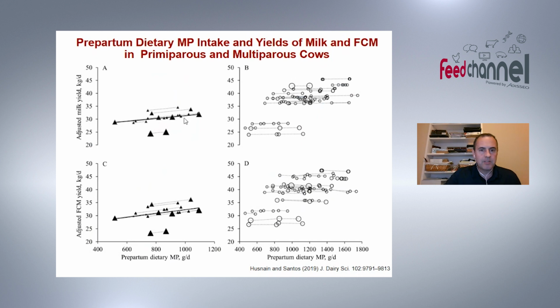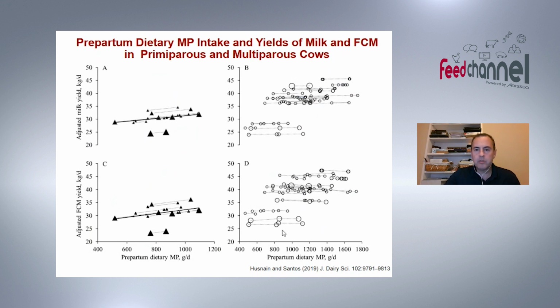If you see a central dark line, it means that there was a statistical effect, which I didn't place here. But if that central line is not present, there was no statistical effect, okay? And the dashed lines connect the treatment means within an experiment. So to no surprise, as the intake of metabolizable protein prepartum increased, and our upper limit observed was 1,100 grams for the heifers, there was a linear increase in milk yield, in energy-corrected milk yield.